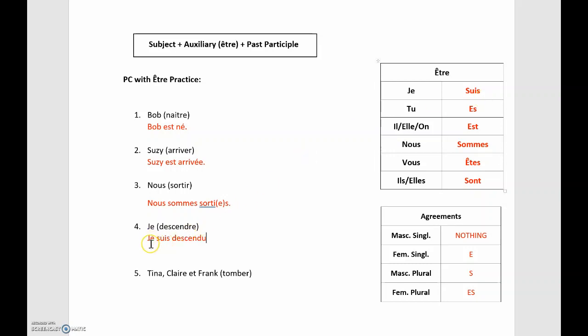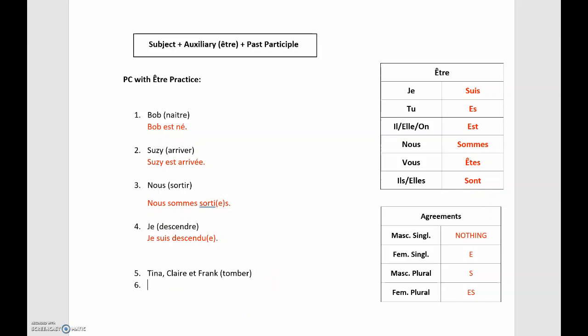Now, again, looking at je, you could interpret this as talking about yourself. So if you are masculine, then you don't need to add anything on the end of it. However, if you are completing this activity and you are feminine, then you need to have that E on the end. So I'm going to put the E in brackets there, just because at this point in time, depending on who answers this question, there may be an E agreement or there may not be.